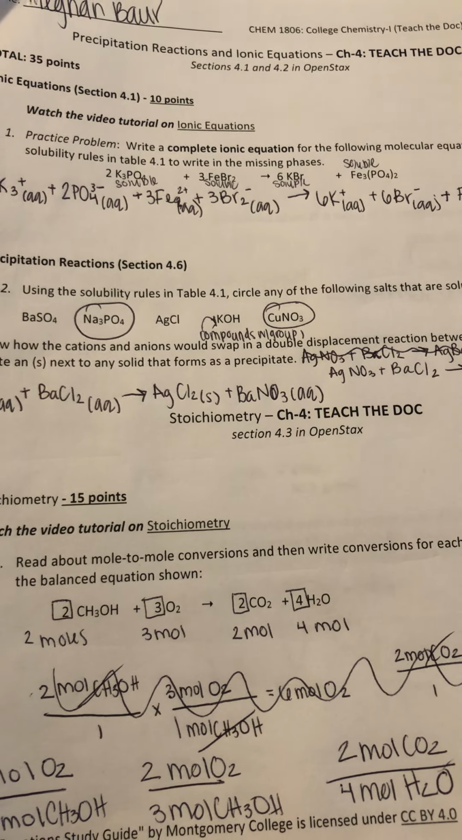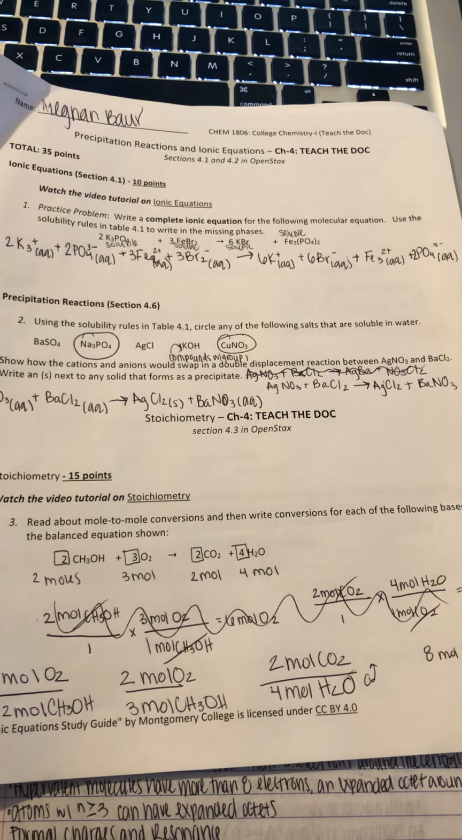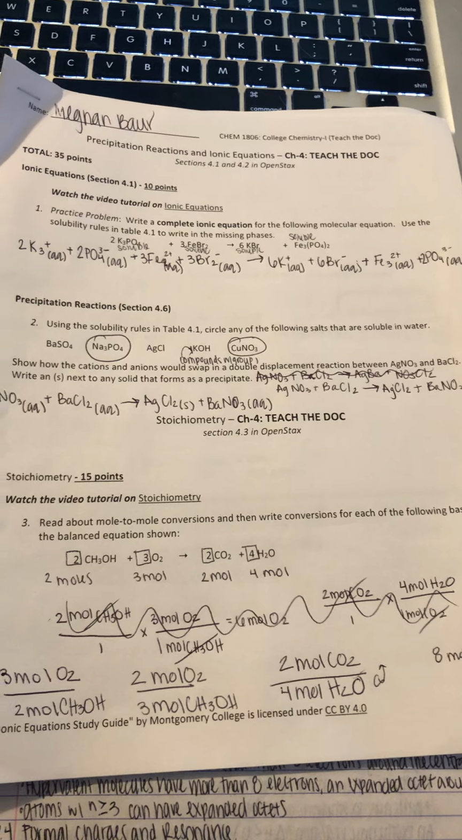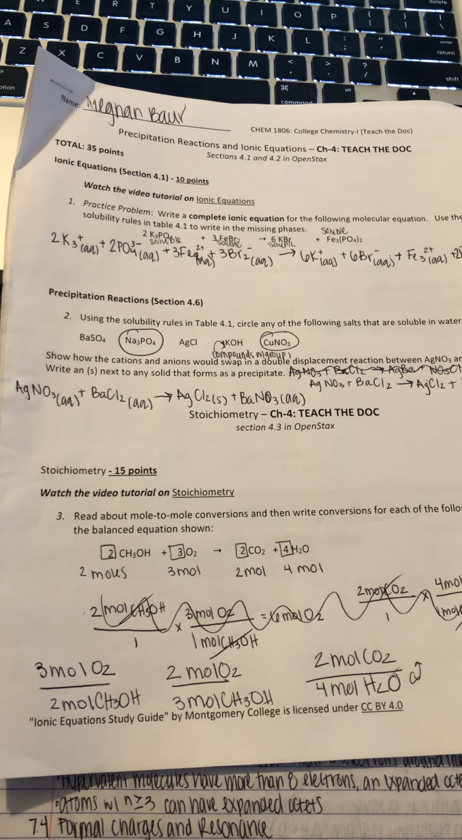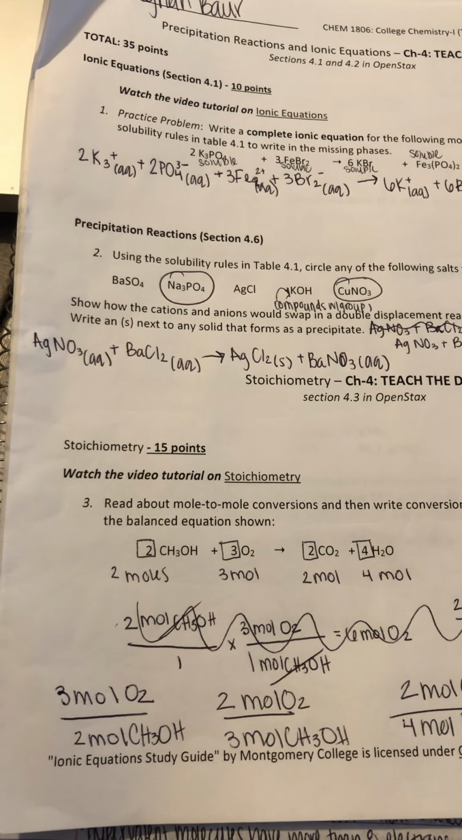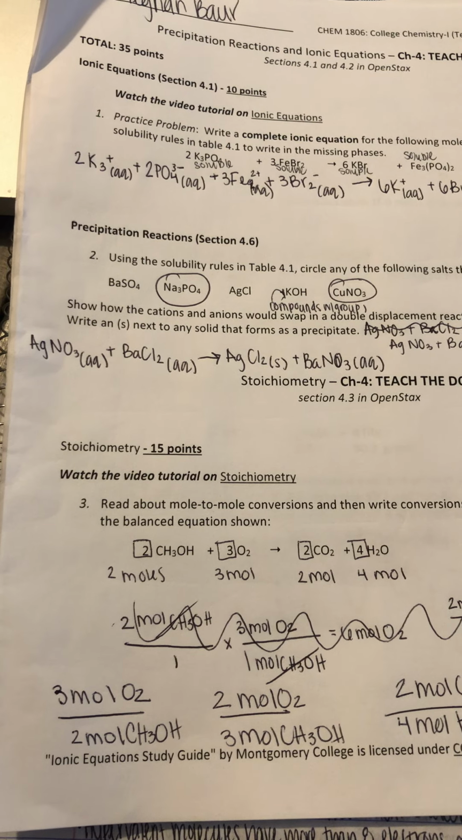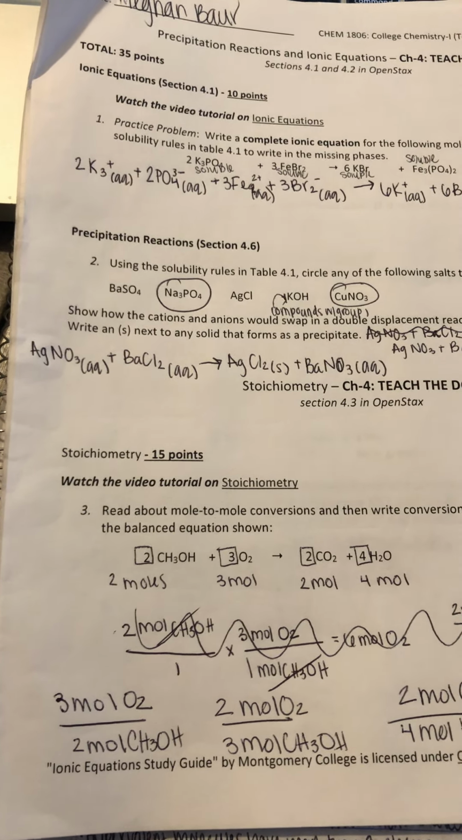And then the next one is showing how the cations and anions would swap in a double displacement reaction. So instead of AgNO3 plus BaCl2, just swapping those, you get AgCl2 plus BaNO3, just doing that double displacement. But the AgCl2 is actually a solid, so that would be the precipitate that forms from that reaction, while the BaNO3 is still aqueous.